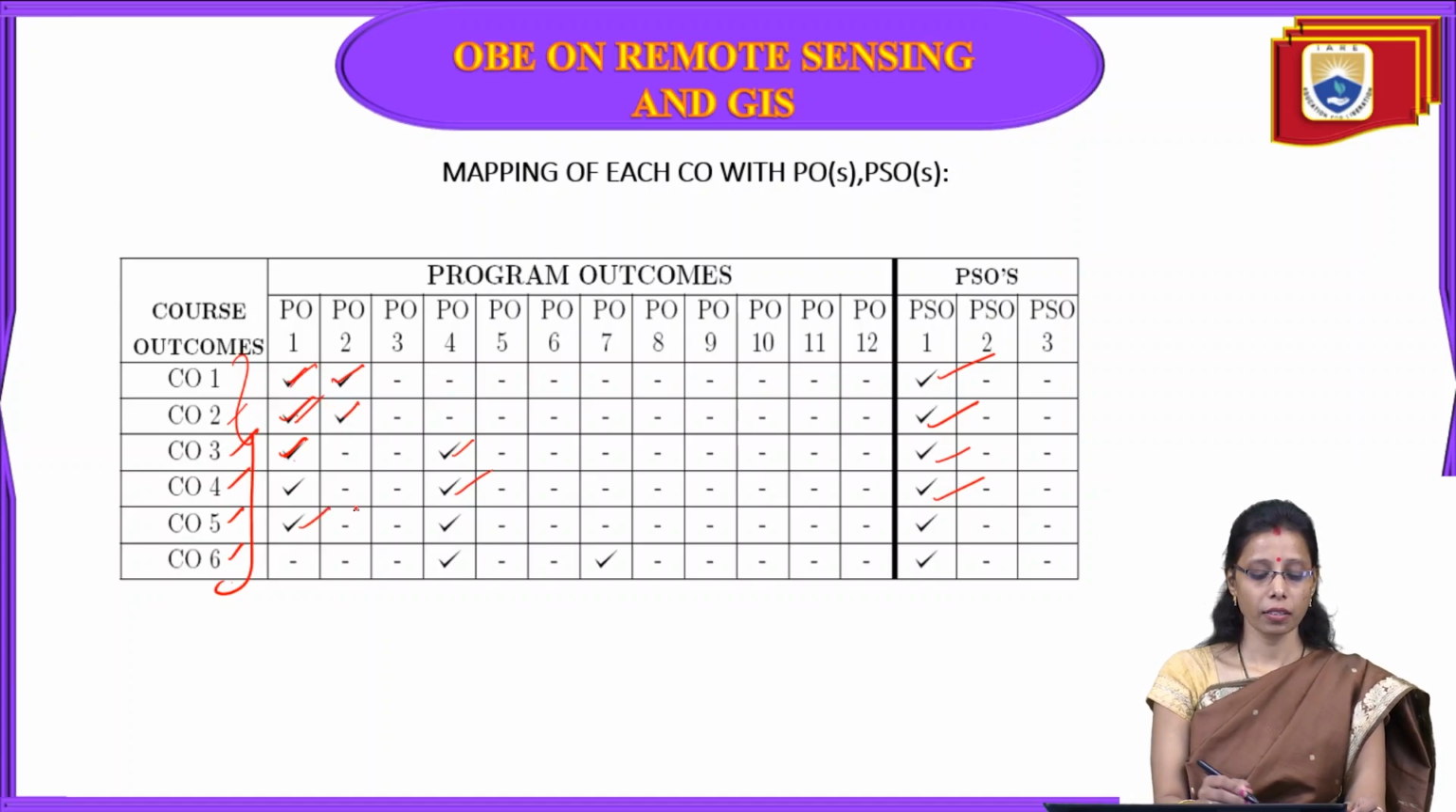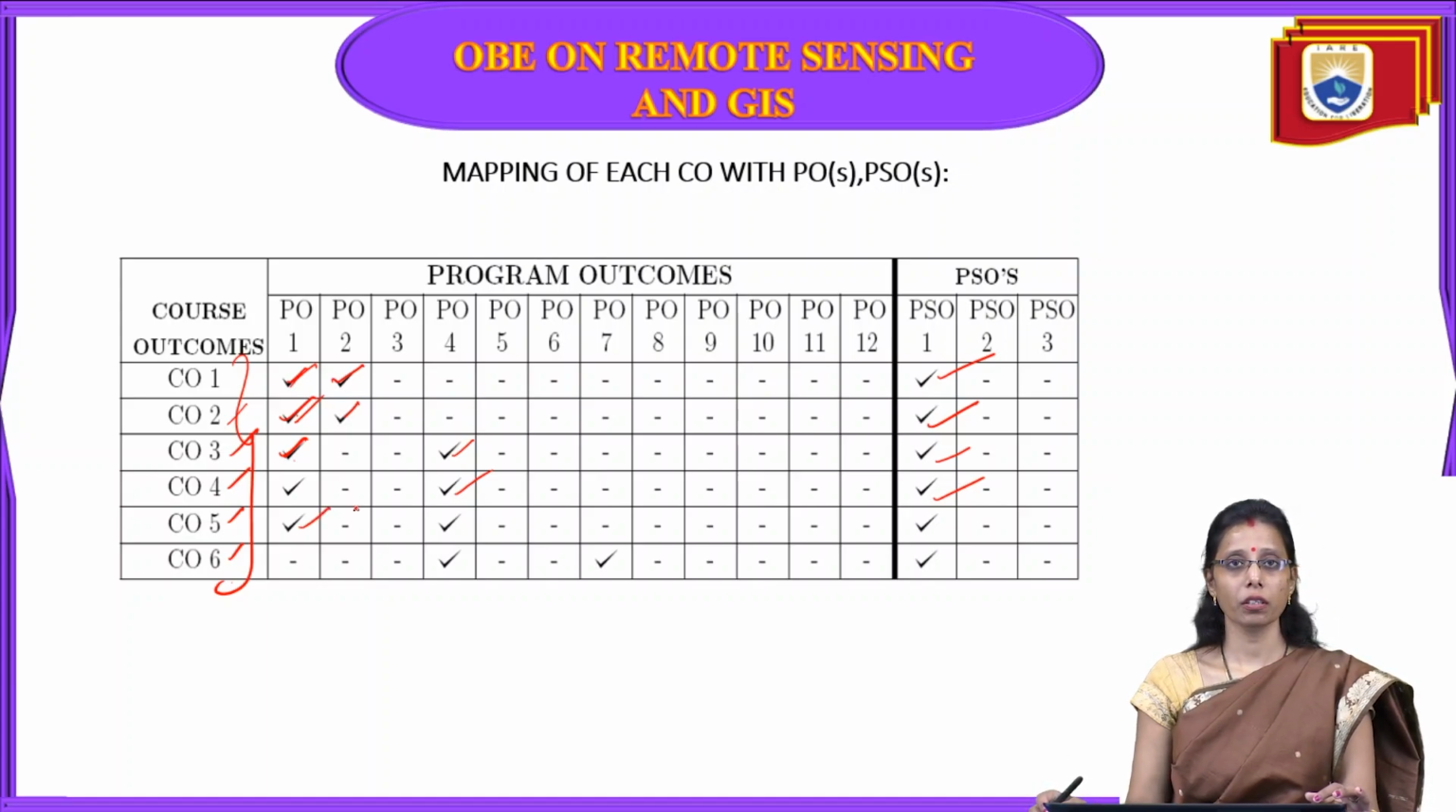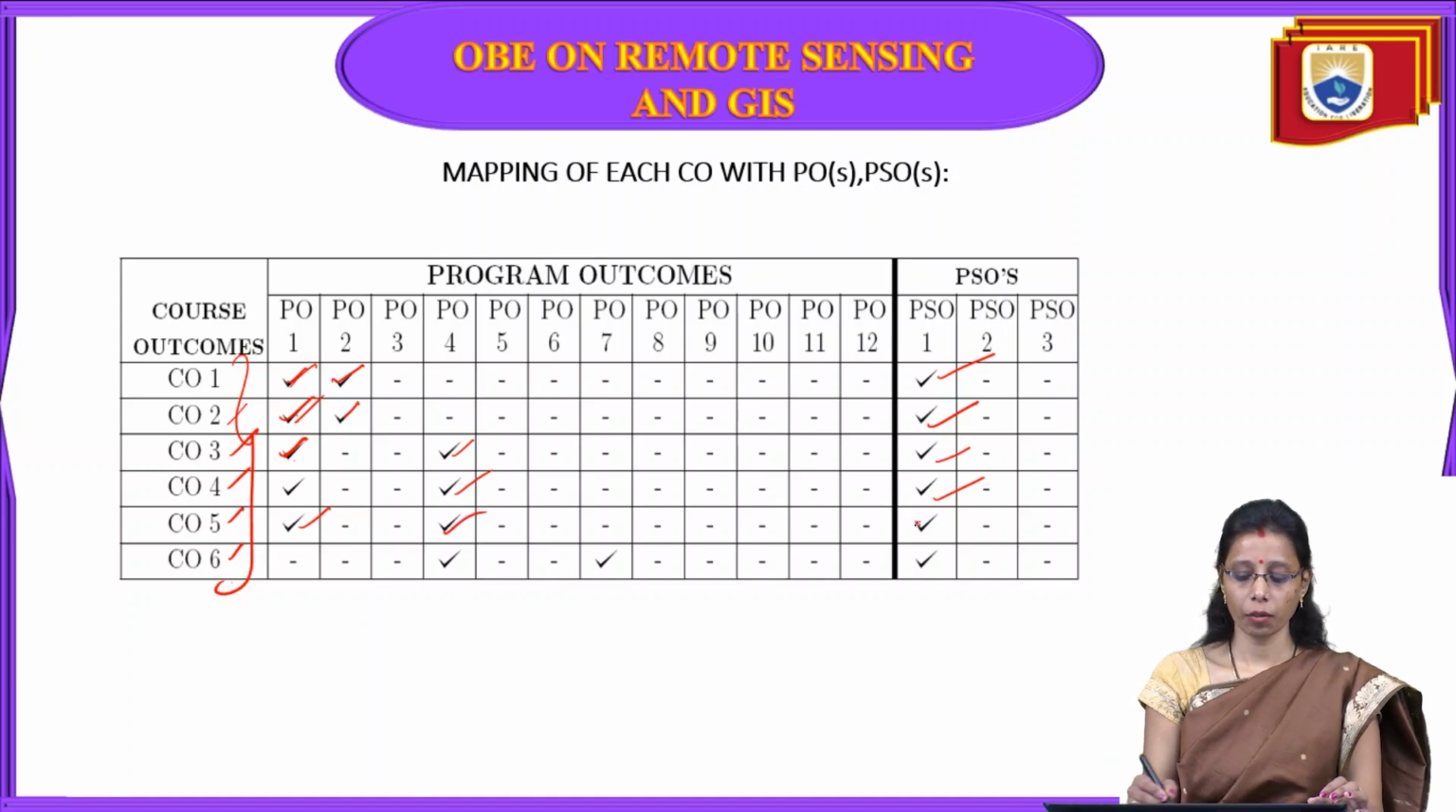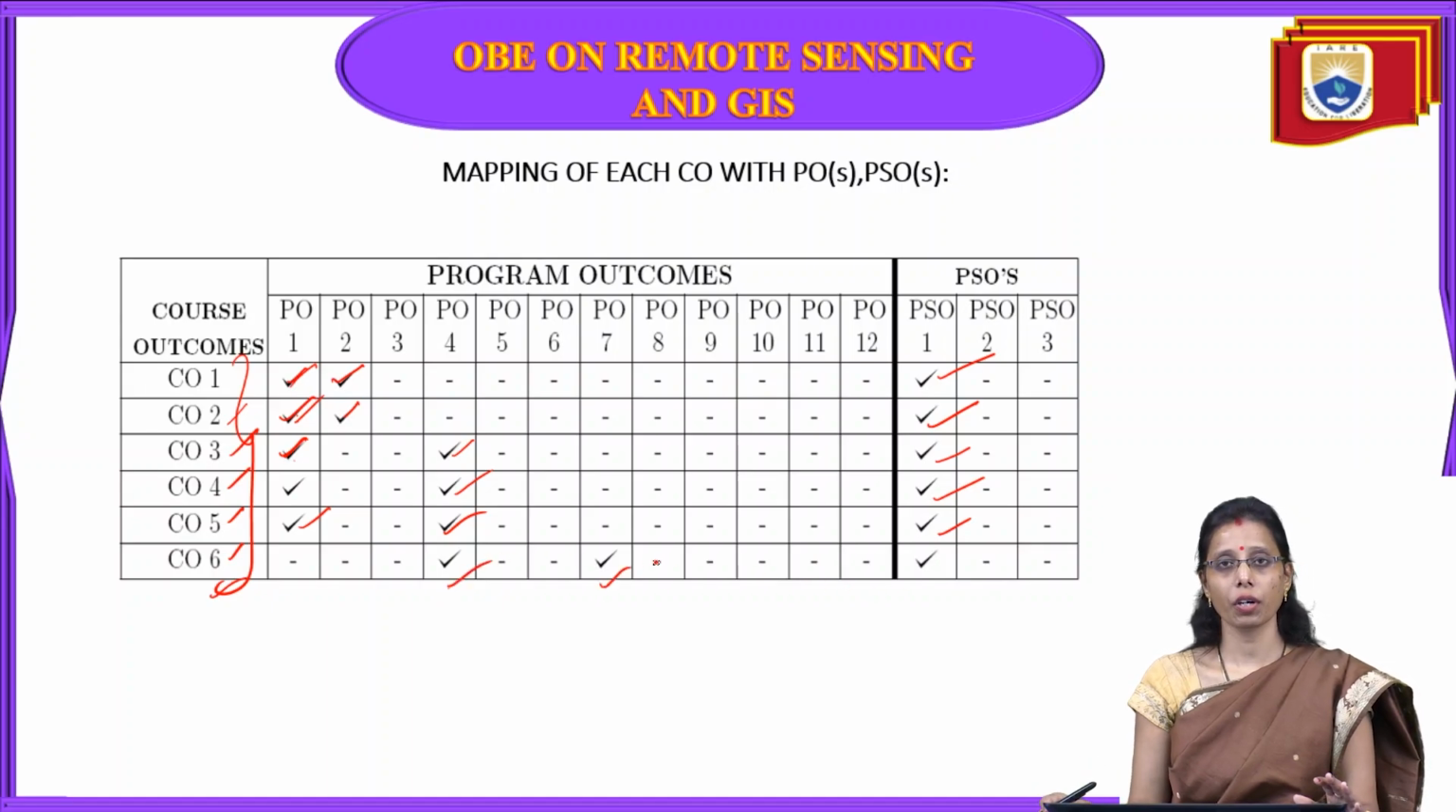Now CO5 is also mapping with engineering knowledge, PO4 and PSO1. Same, CO6 is mapping with PO4 and PO7, which is related to environment and sustainability, and PSO1. So this is the mapping with POs and PSOs.